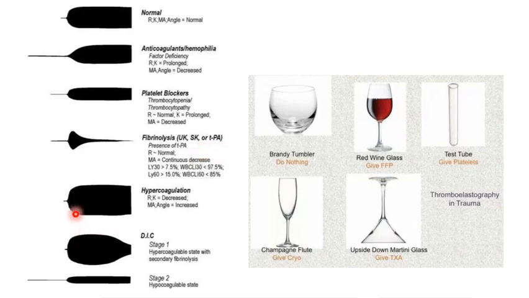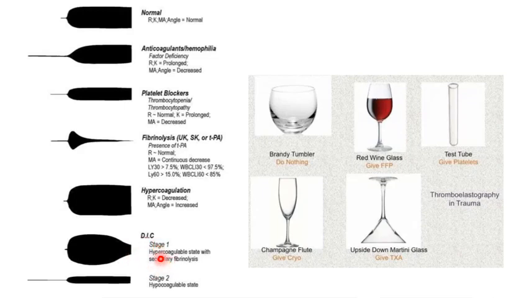Suppose as a whole everything is very big. This normal graph has just become a bigger graph, which means there is a hypercoagulable state. Maximum amplitude has increased, the MA has increased. The K time is shortened and R is shortened. In this hypercoagulable state, you can see more fibrinolysis is going on. So this is stage 1 of DIC.